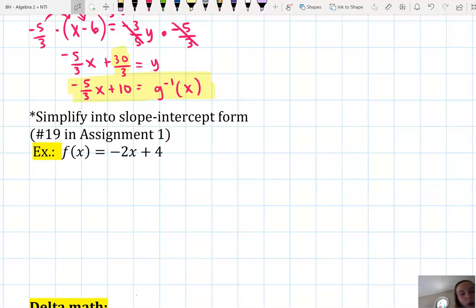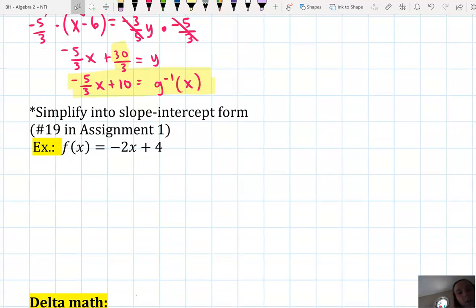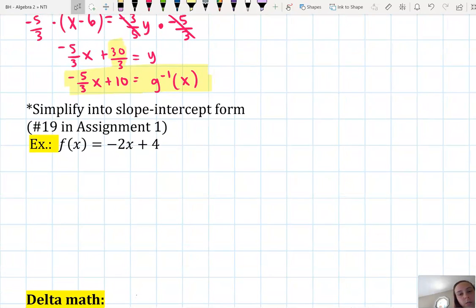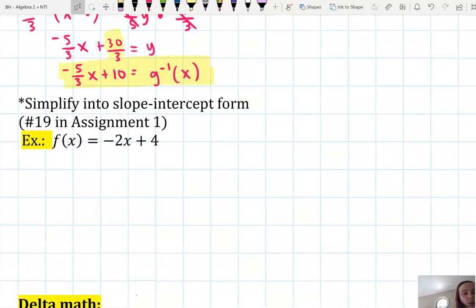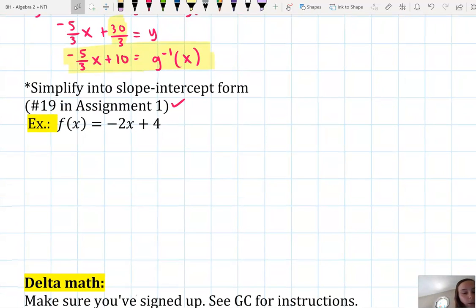Okay, last common misconception we found across Algebra 2 was that you guys are not putting them in slope-intercept form. I'm not sure if you're checking the back of the book for your answer, but when you do your quiz next week for week 2, you're going to have it in slope-intercept form. So make sure when you check your answers next week that you're changing that in your answers. Okay, so this was number 19 from assignment number 1. I actually picked a different problem to do. So let's go ahead and do this one together.